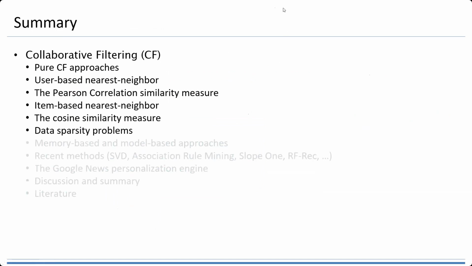Okay, we already finished the concept about CF, and we know about the user base, and we learned about the Pearson correlation, we learned about the item base, and we learned about the cosine similarity and the adjusted cosine, and we learned about the data sparsity problems and how we handle them. Okay, any questions?